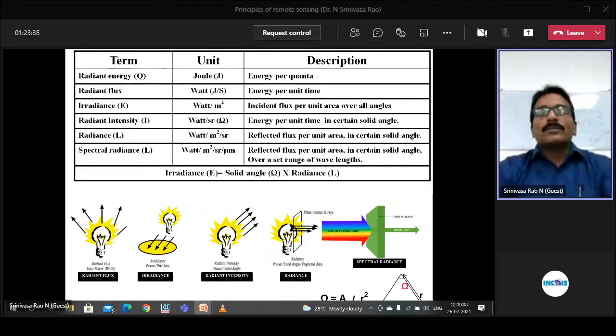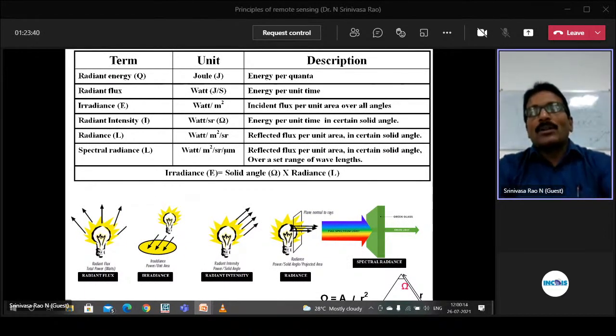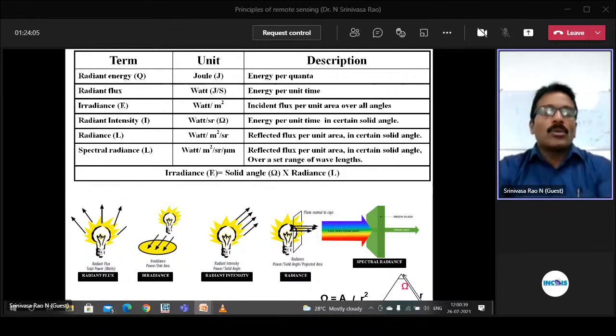Now this slide is the most important one, so if you need a screen capture, you can take it. If you take any remote sensing book, these words will come into the picture: radiant energy, radiant flux, irradiance, radiant intensity, radiance, and spectral radiance. If you understand this, it's very easy. I will explain it. In remote sensing applications and energy quantification, all these terms will come into the picture.